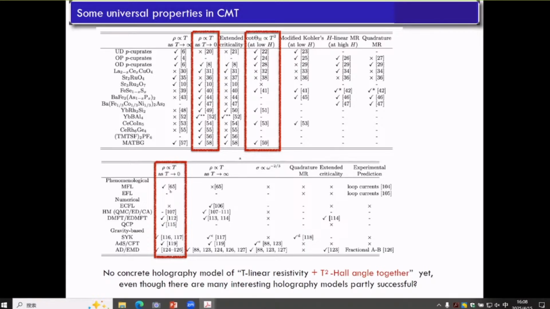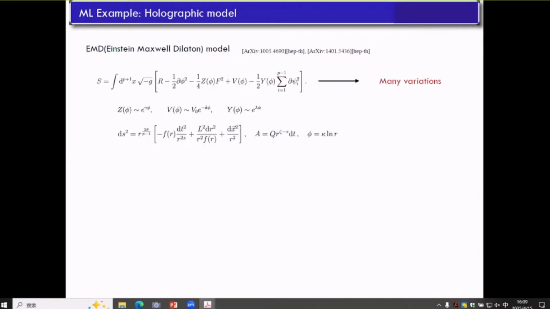Yes. This is a problem the machine can do. Maybe human beings lack imagination. Sometimes if we know the answer, then we can understand. So that's my basic motivation to understand this AdS/CMT by using machine learning.